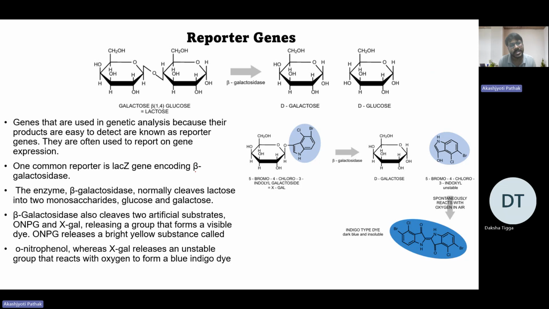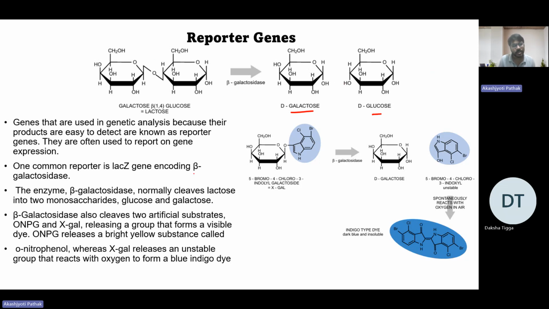Beta galactosidase is an enzyme which breaks the disaccharide bond. Okay. So if you have lactose, it breaks down lactose. Beta galactosidase is an enzyme which breaks lactose into glucose plus galactose. Okay, it breaks down lactose into glucose and galactose.